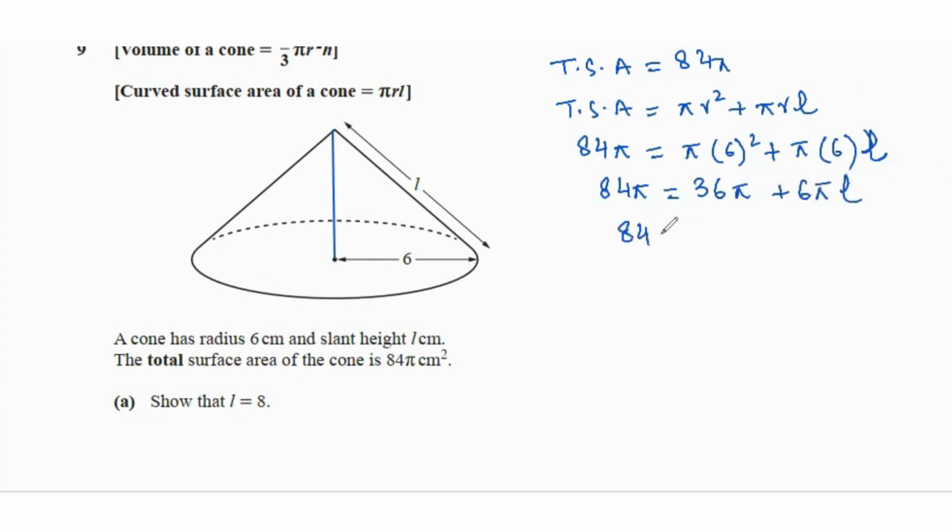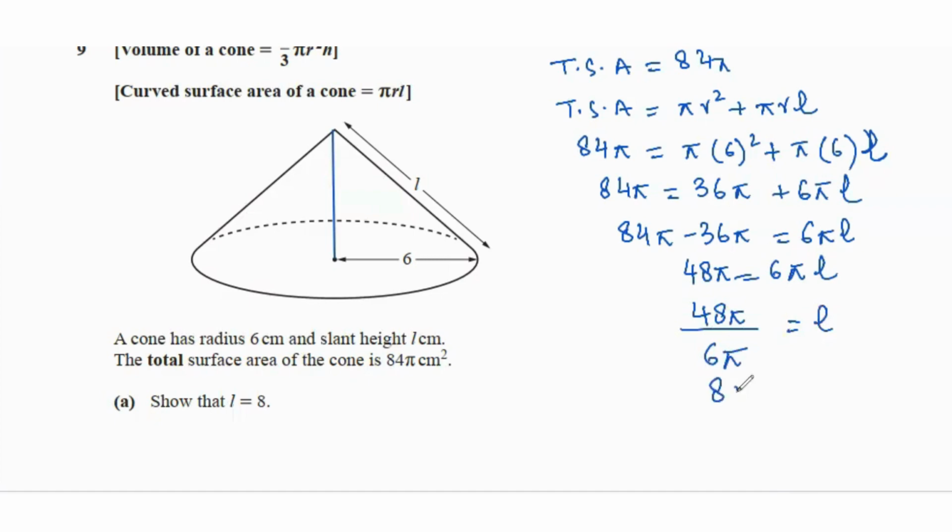We do 84 pi minus 36 pi, which is going to be 48 pi. And then we divide 48 pi by 6 pi, and that is equal to 8 centimeters for L.